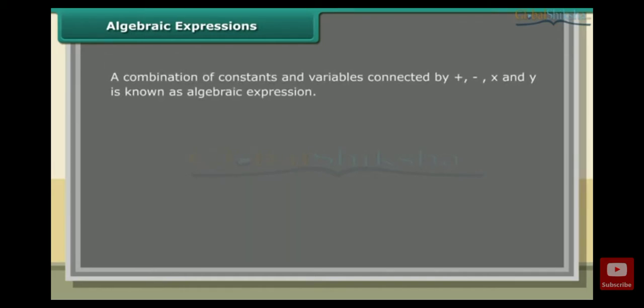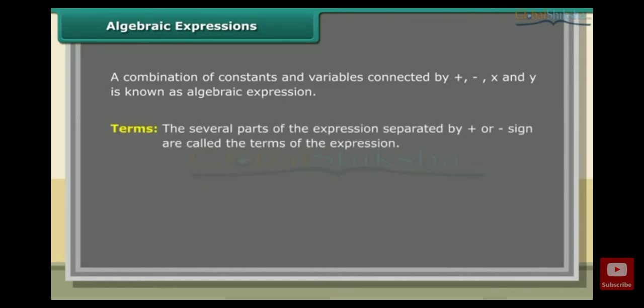Algebraic expressions. A combination of constants and variables connected by plus, minus, multiplication and division is known as algebraic expressions. Terms. The several parts of the expression separated by plus or minus sign are called the terms of the expression. Example, 2 plus 5x minus 8x squared y plus 1 upon 5xy squared is an expression containing 4 terms.